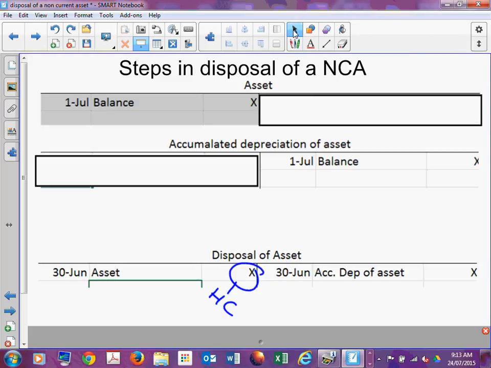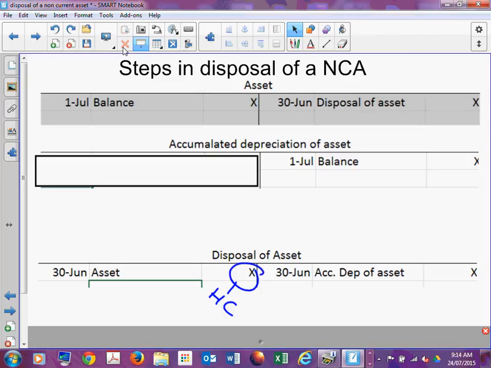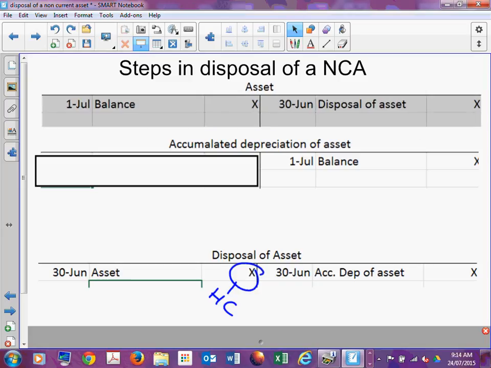Credit. No, debit disposal, credit the asset. Okay, let's just look at your general journal. Debit disposal, credit the asset. So on the asset side, the cross-reference is disposal of asset, because you named what it's for, and that amount there is also the historical cost.